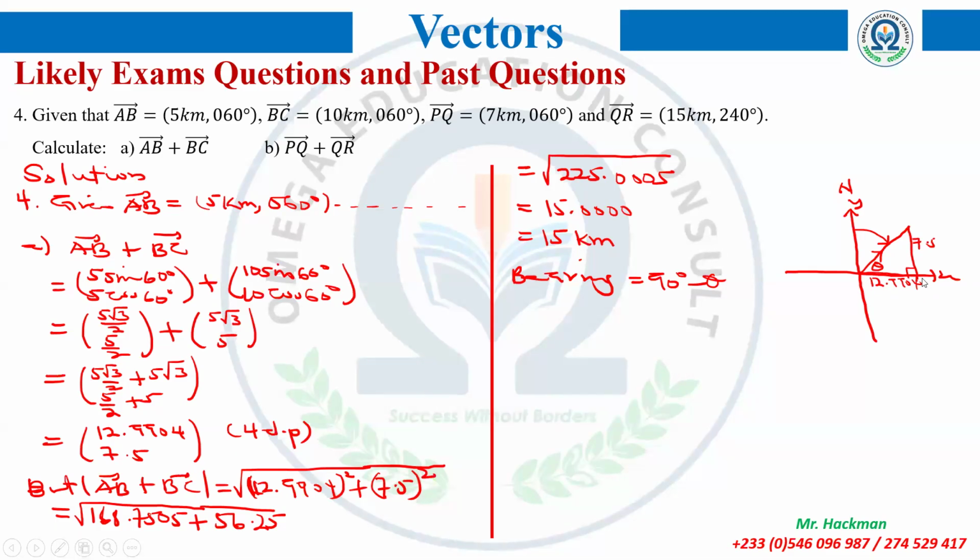Y-axis. If x is positive and y is positive, you go up. If it was negative, it would have come down. In that case, our bearing will change. We'll do more, so definitely you'll get it.